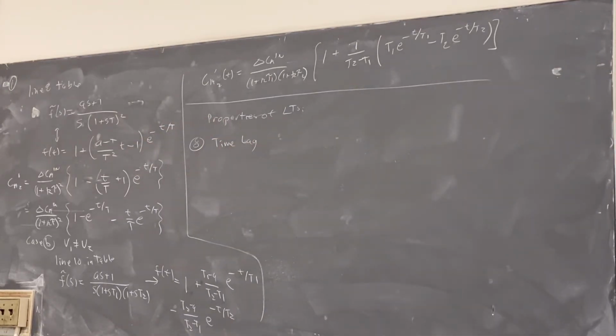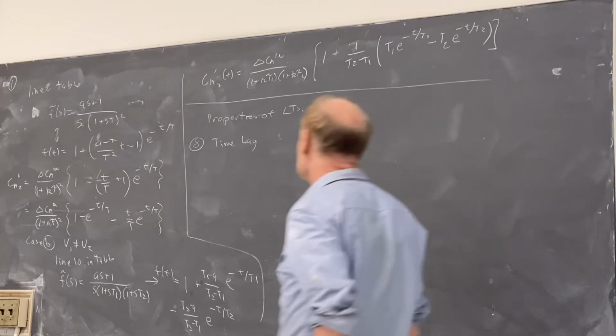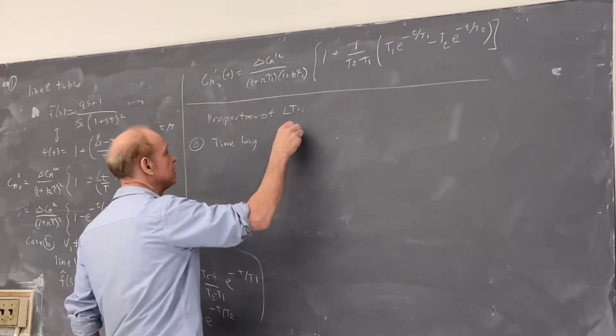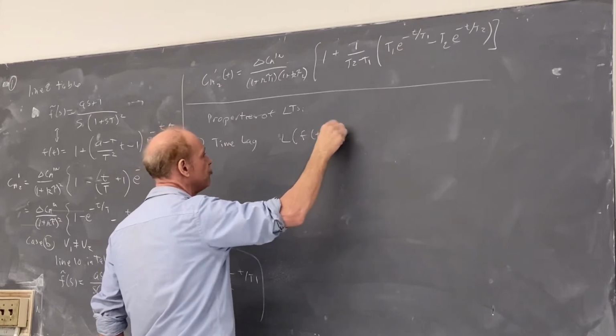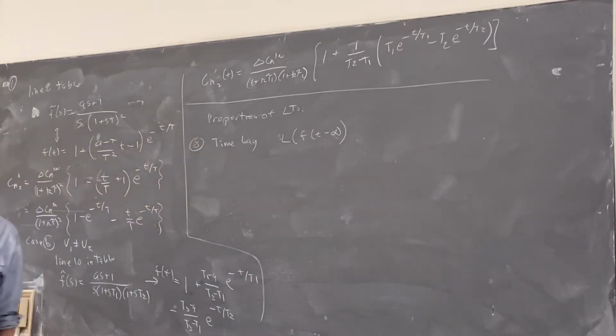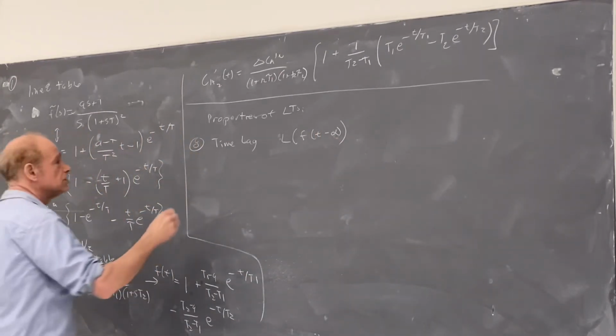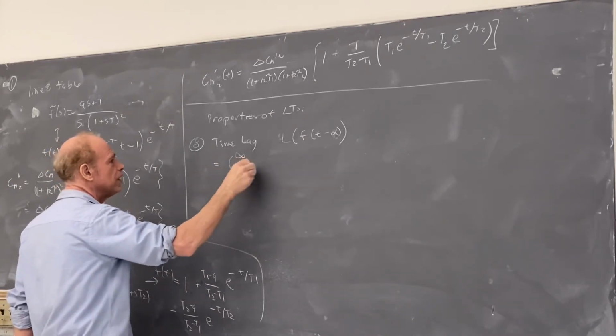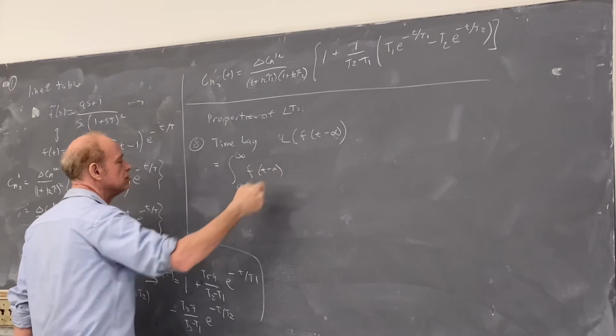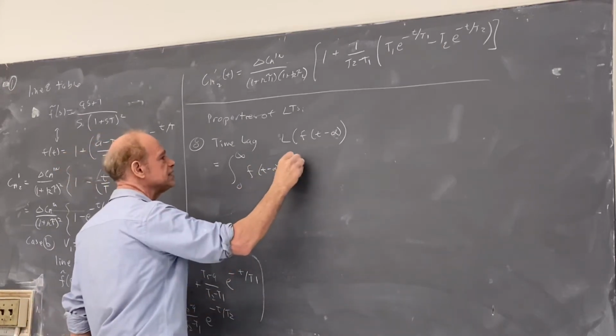And that happens a lot in control. You press a button, and it takes time for the effect to happen. So I want the Laplace transform of f of t minus some value alpha, where alpha is the time lag. So let's see what that is. That's equal to the integral from 0 to infinity, f of t minus alpha, e to the minus st dt.